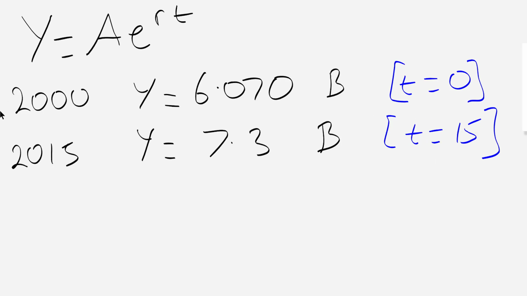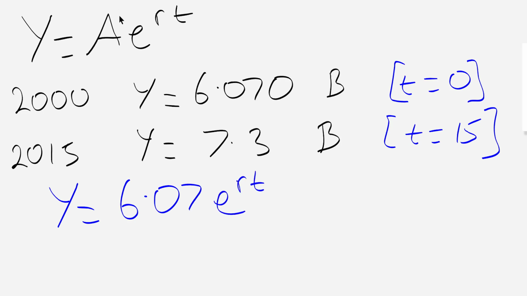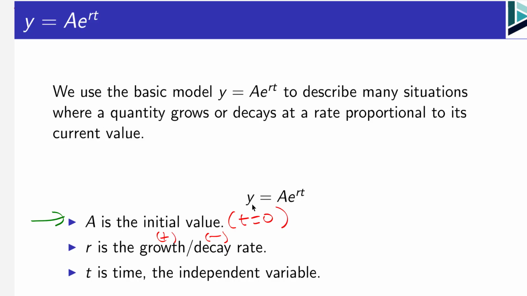Going back to the function, y equals a e to the rt. My initial value when t equals 0 is 6.07 billion. So since we know that a is the initial value, we can write the function as y equals 6.07 e to the rt. Remember, our a is our initial value. We've already looked at that. When we have y equals a e to the rt, a is the initial value.